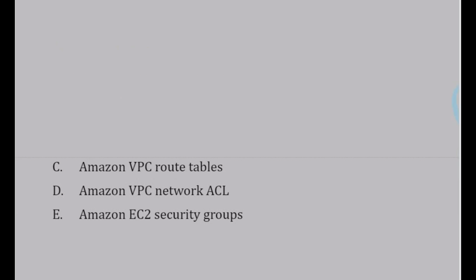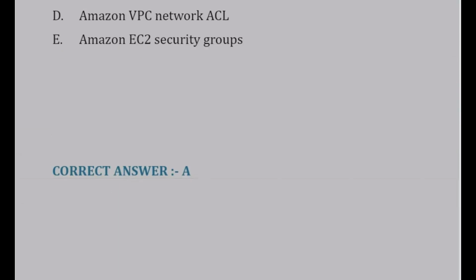Option C, Amazon VPC Route Tables. Option D, Amazon VPC Network ACL. Option E, Amazon EC2 Security Groups. Correct answer is option A.